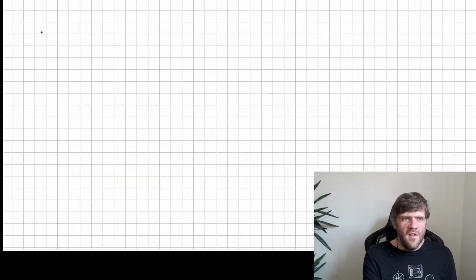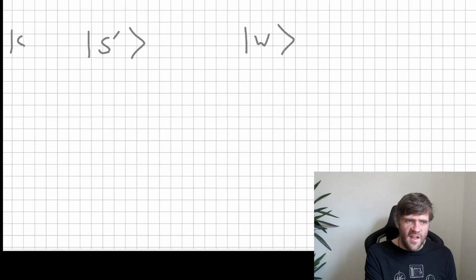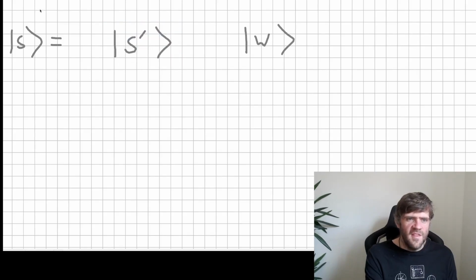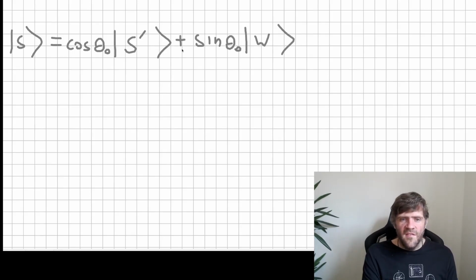Now we're going to use the fact that the W state and the S prime state are orthogonal to use them as a basis to write down our initial state S. So our initial state can be written as a superposition of the S prime state with some amplitude and the W state with some other amplitude. So we can write these amplitudes as cos of theta naught for some angle theta naught and sine of theta naught for the same angle theta naught. We're not going to make anything too complex here by using complex numbers.